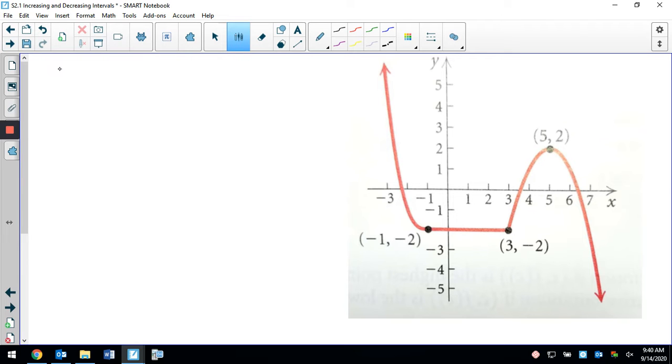Another example. Let's make a list again. Where is this function increasing? Down, flat, increasing right there. So this point is 3, negative 2. This point is 5, positive 2. So what is the interval that it is increasing over? It is increasing from when x is 3 to when x is 5. That is the interval of x's, 3 to 5. And that's the only interval that's going up, right?